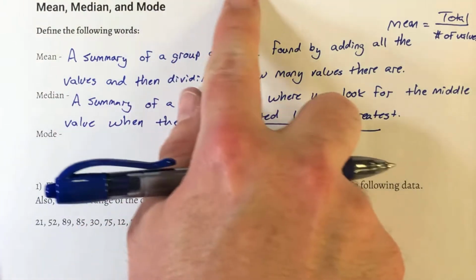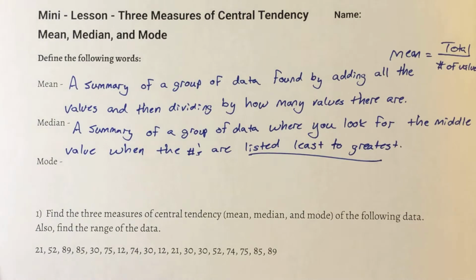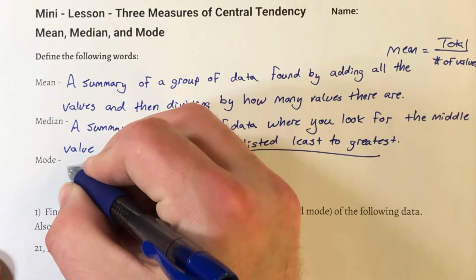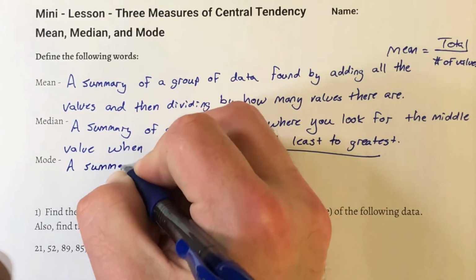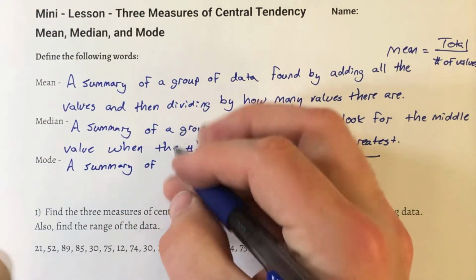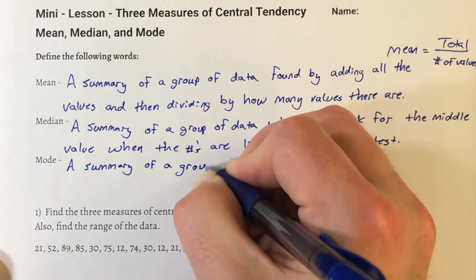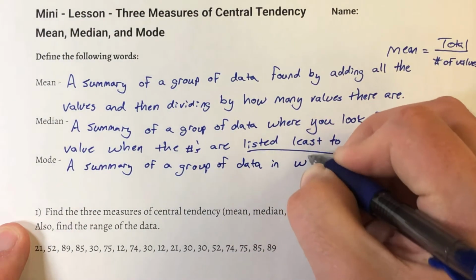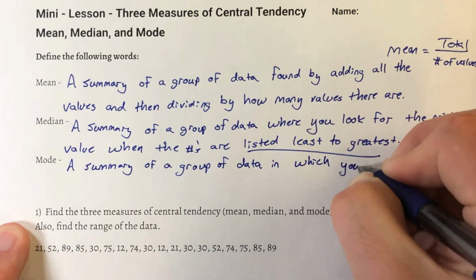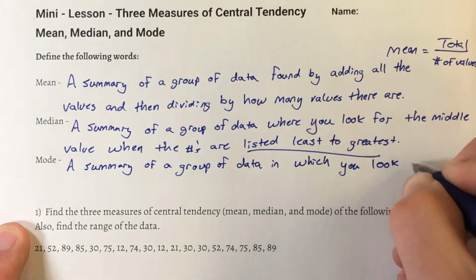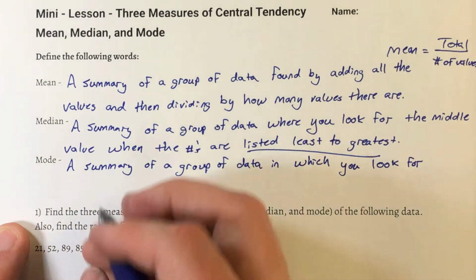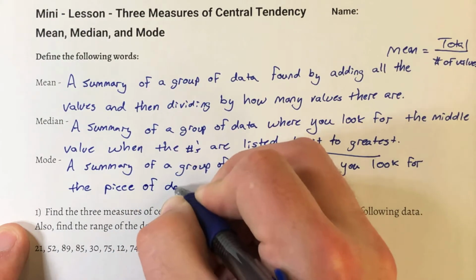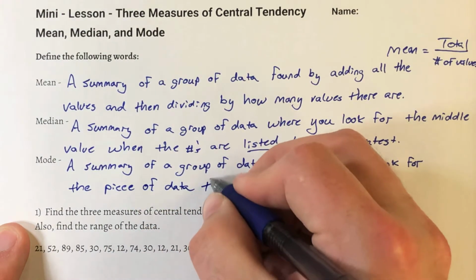All right, last one, mode. It's our third measure of central tendency. And guess what? It's another summary. So these are 3 ways to summarize a group of numbers. So mode, a summary of a group of data, in which you look for the piece of data that occurs the most.